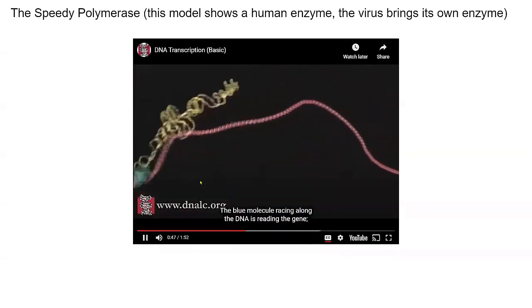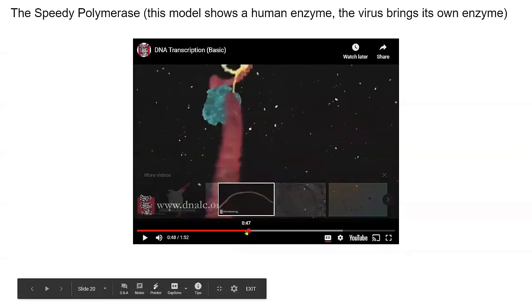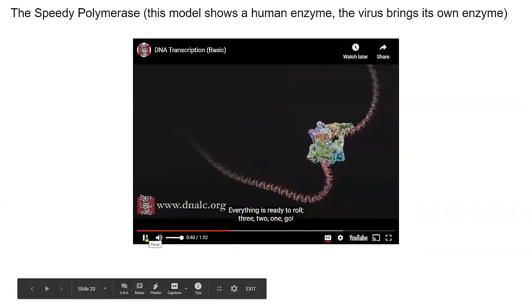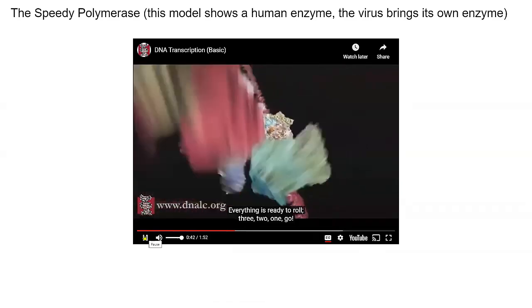Meow. The molecule Oh, racing along the DNA is stop that. Sorry. Everything is ready to roll. 3, 2, 1, 1, go.